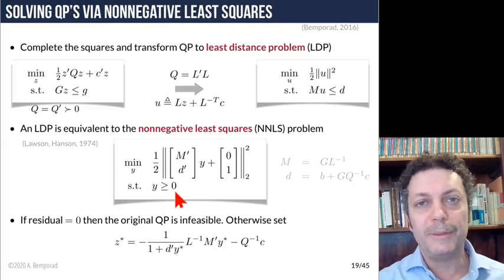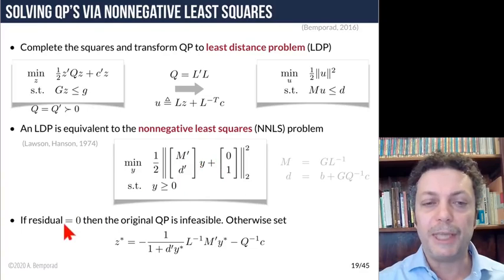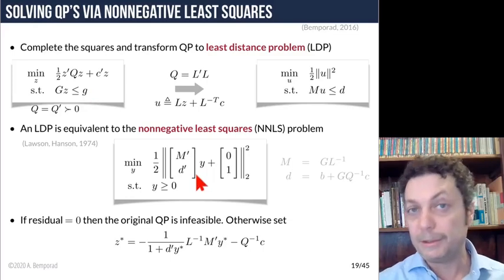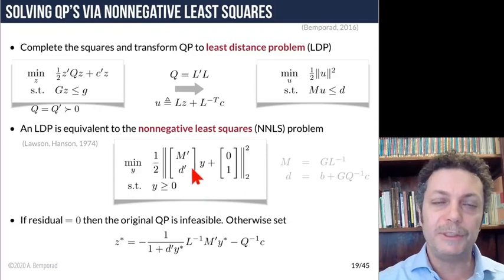Now, when the problem is solved, the residual can be 0. In this case, you can prove the original QP was infeasible, and this should never happen in an MPC application. Otherwise, if the residual is non-zero, then you can retrieve the solution from the optimal solution of the non-negative least squares problem.